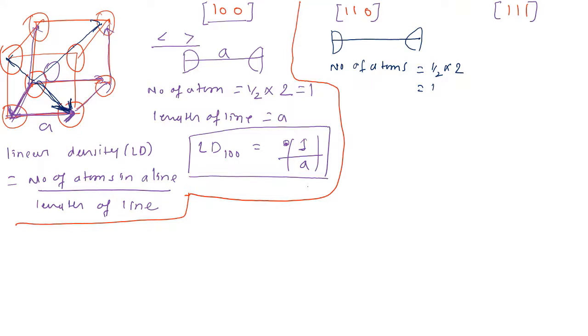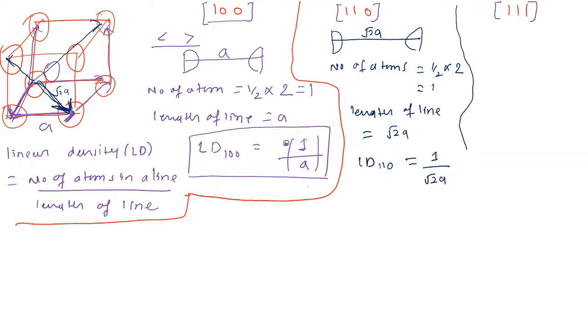The length: this is a, this is a, so this length will be root 2a. So the length of the line is root 2a. So the linear density for the 110 plane, or rather 110 direction, I called it plane, but actually we are calculating the linear density for a direction, is equal to 1 divided by root 2a.